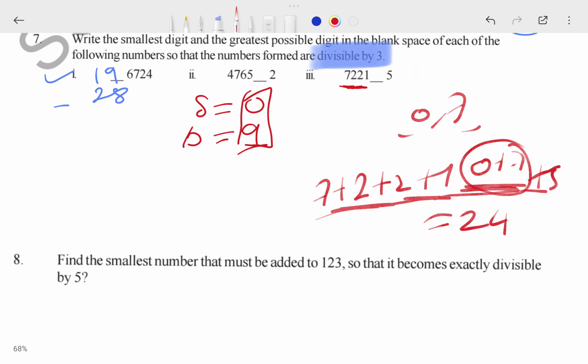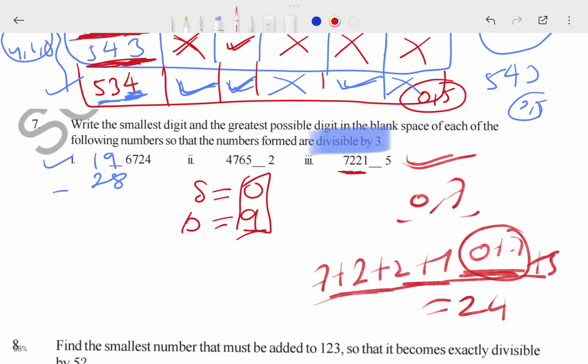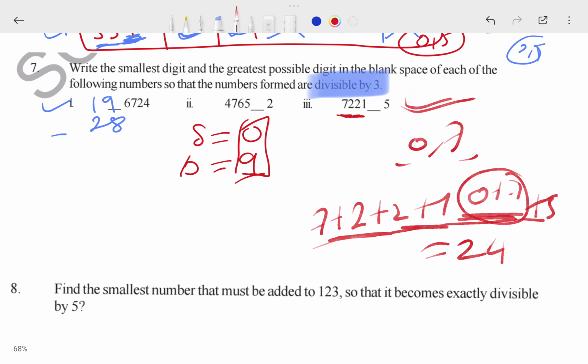In the 3 table, 25 is there, so it is divisible by 3, okay na? Actually, this question is a bit lengthy. I know you may not understand it, but what I am telling you is that you have to take a smallest number and a greatest number, and by adding that number here, it is going to be divisible by 3.